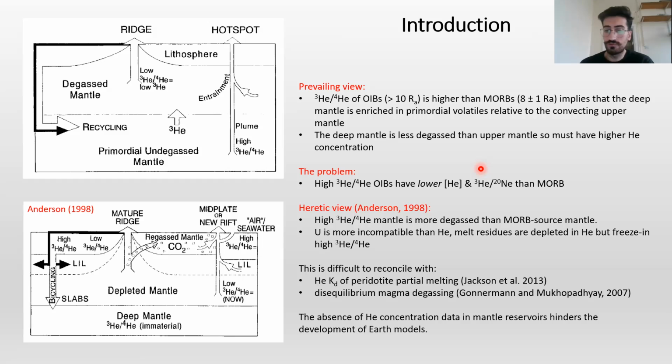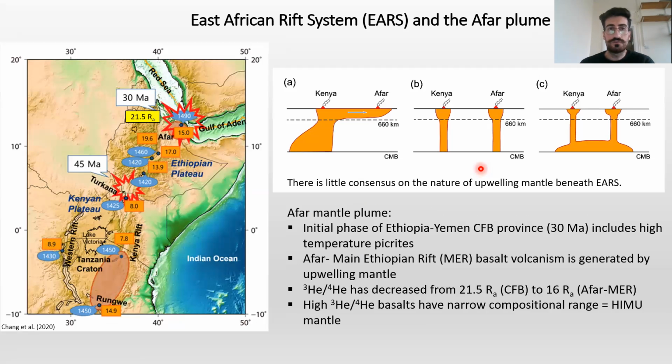So this is difficult to reconcile with helium partition coefficients of peridotite partial melting and equilibrium magma degassing. And the absence of helium concentration data in mantle reservoirs hinders the development of Earth models, of course. So before giving you the results, I just want to briefly introduce the East African Rift System and Afar plume.